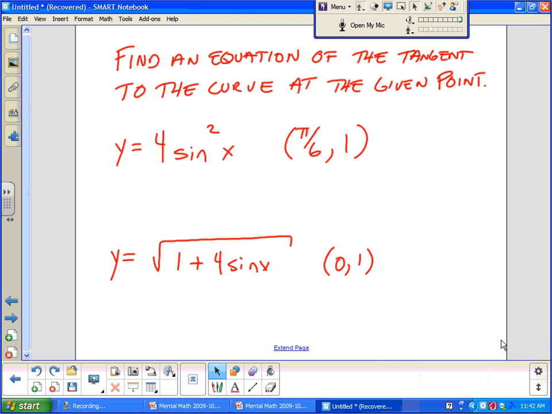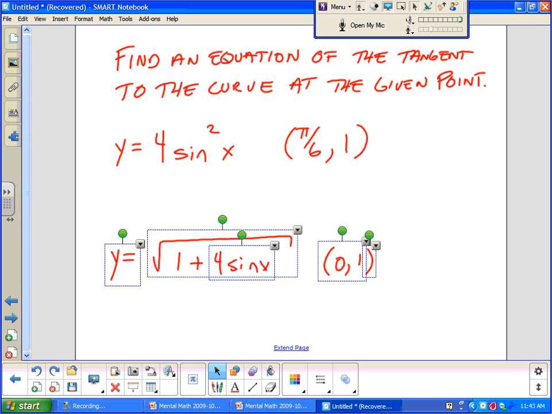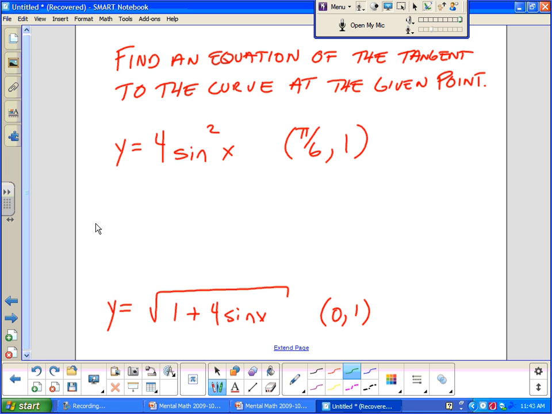Next problem. Find the equation of the tangent to the curve at the given point. Again, find the equation of the tangent. That means find the equation of the line, which means you need slope and a point. The problem gave the point on both of these problems. There's 2 of them here, 1 and 2. I'll box this up or move this one down. You already have the point. You need to find the slope. You need to find the derivative and evaluate at the value.